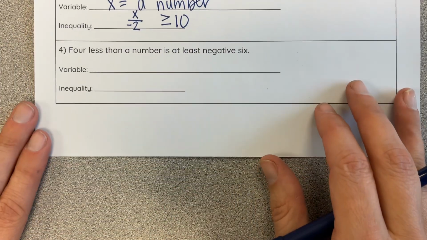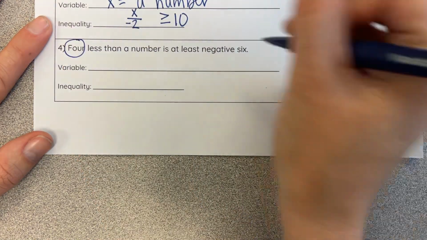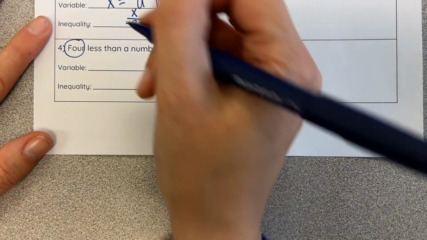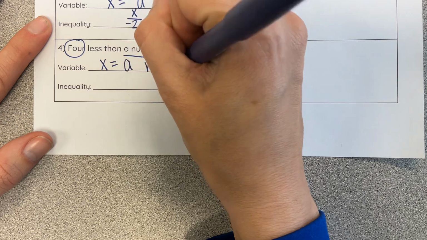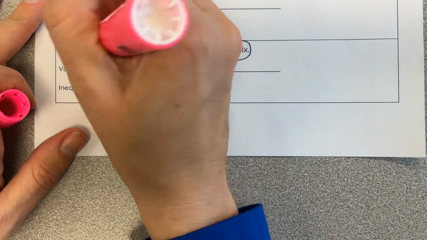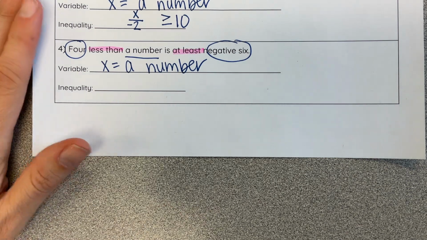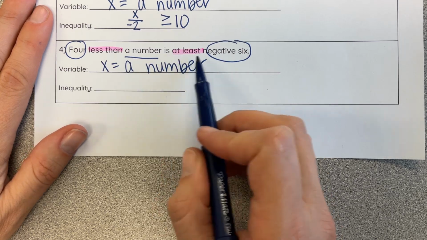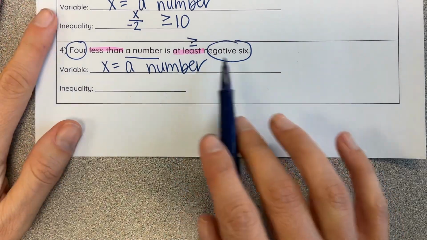All right, and one more before we start solving some of these. 4 less than a number is at least -6. So 4 and -6. Our unknown, again, is a number, so I'm going to write x equals a number. And then some key information. Less than and at least. Here's where it's confusing. Less than means subtraction, and it means the inequality symbol less than. In this case, at least is our inequality symbol that we need to be greater than or equal to. So this less than is not the symbol, this is talking about subtraction.